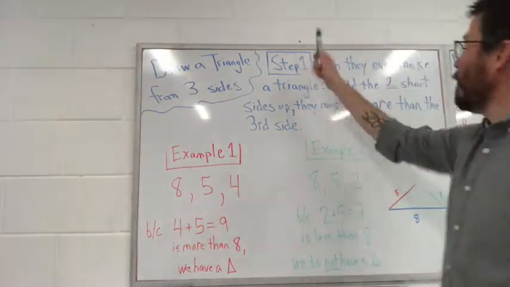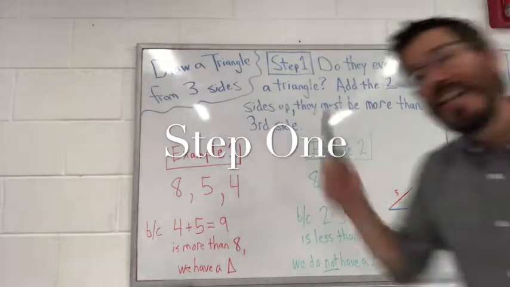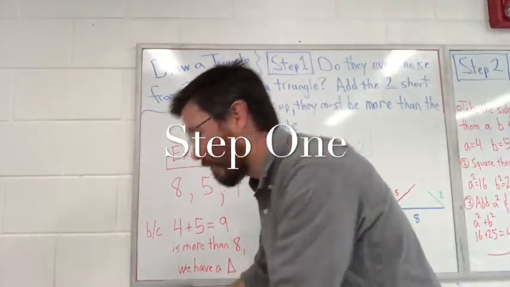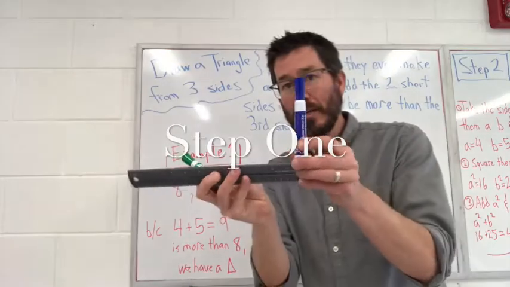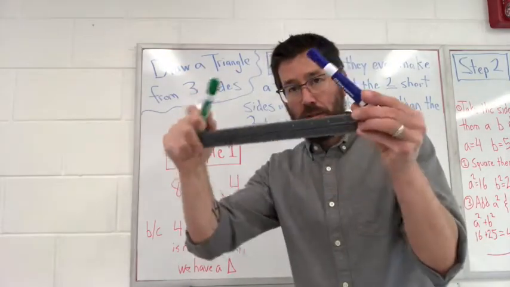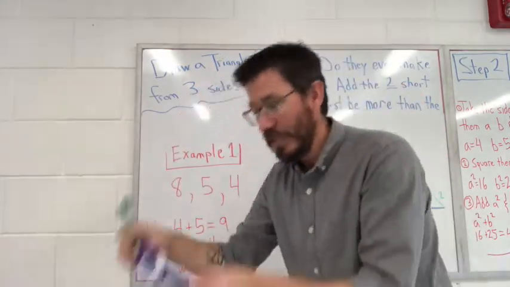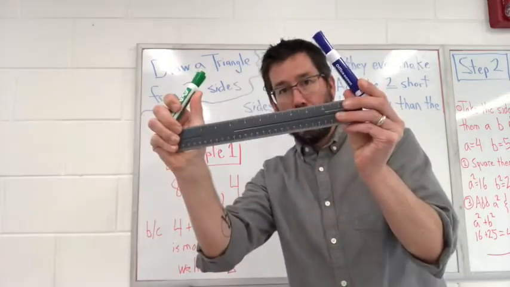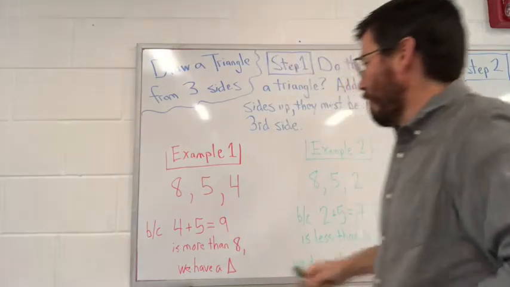First things first, step one, do they even make a triangle? Not all three lines make a triangle. You can tell that from this right here. These aren't going to make a triangle. They don't reach. These make a triangle. Beautiful. These don't. So not all three lines make a triangle.